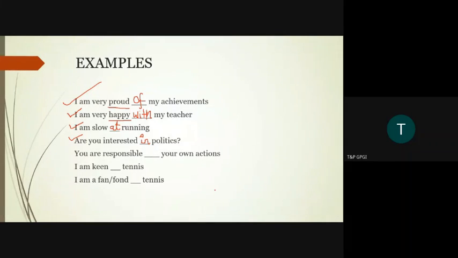Next one: you are responsible dash your own actions. Anybody can guess what preposition will come here? You are responsible dash your own actions. So you are responsible, F-O-R, and that's for. You are responsible for your own actions. That's the correct preposition. So we are done with of, with, at, in, and for.